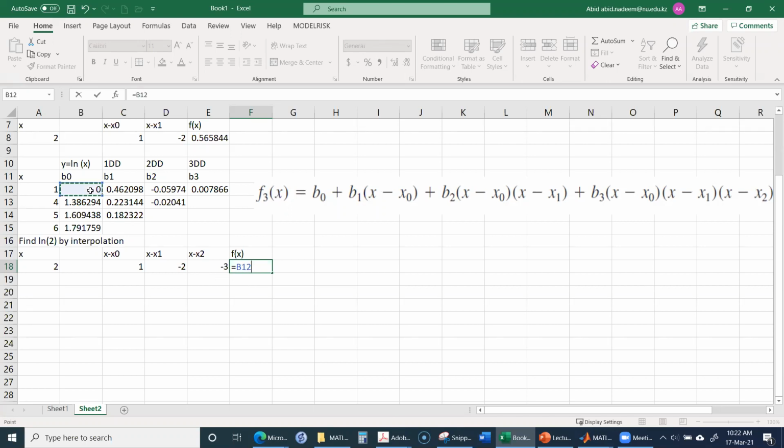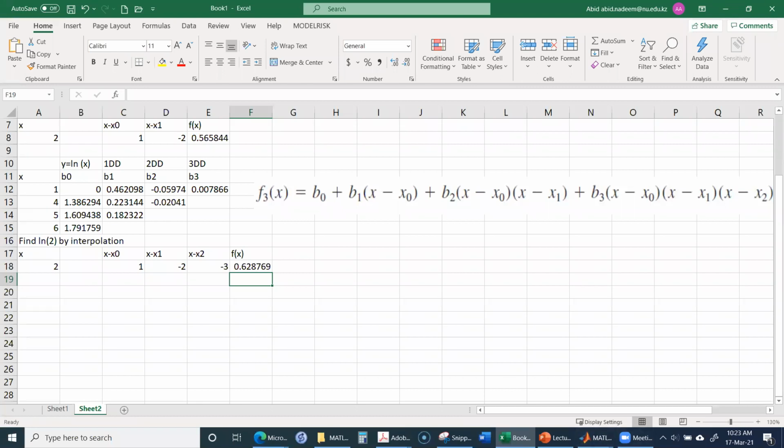Okay, so this is b0 plus b1 times x minus x naught plus b2 times x minus x naught times x minus x1 plus b3 times x minus x naught times x minus x1 times x minus x2. Okay, so I have input this formula for f of x, then I will calculate it.